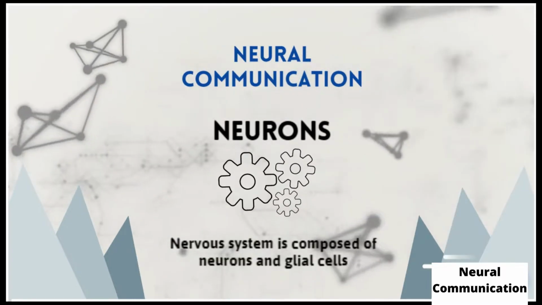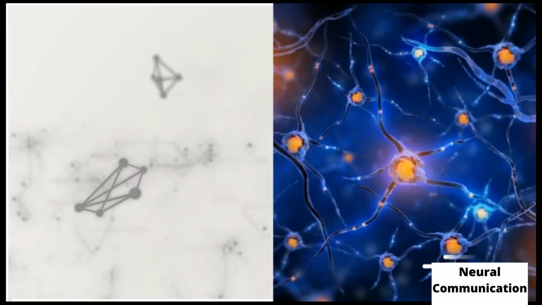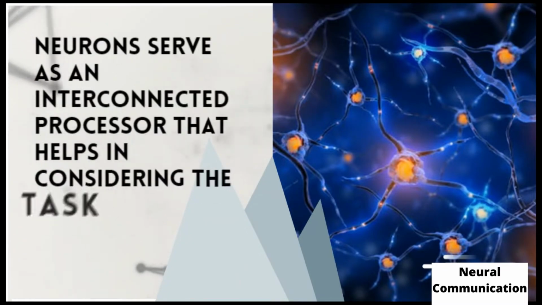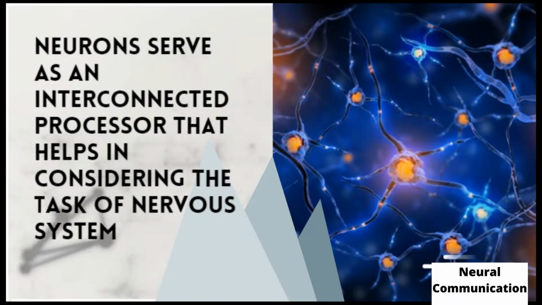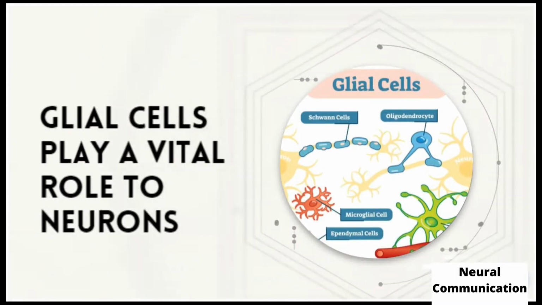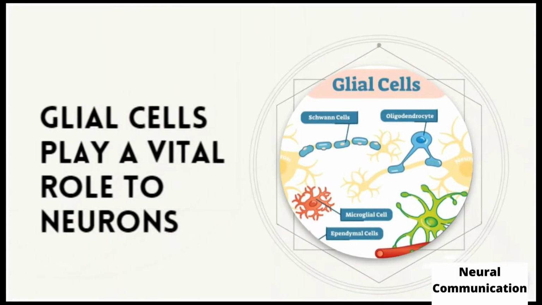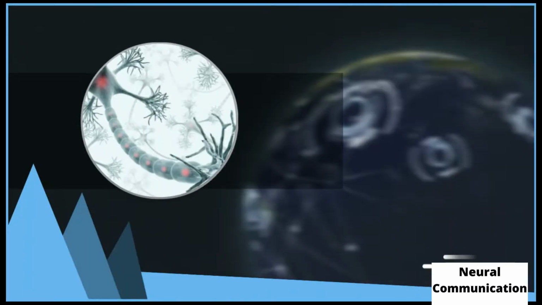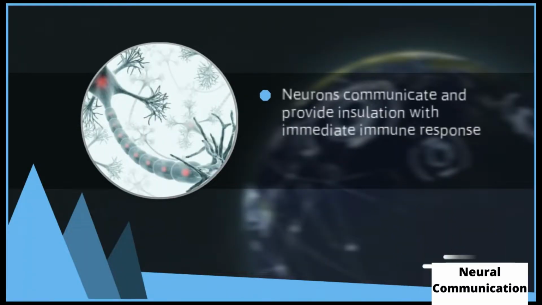The nervous system is composed of neurons and glial cells. Neurons serve as interconnected processors that help carry out the tasks of the nervous system. Glial cells play a vital role for neurons. Neurons communicate, and glial cells provide insulation along with an immediate immune response.